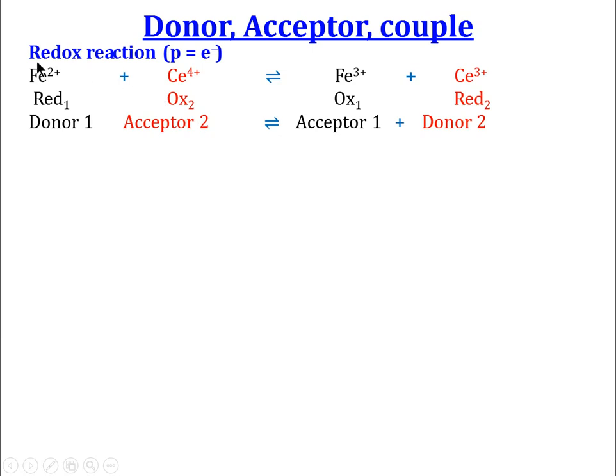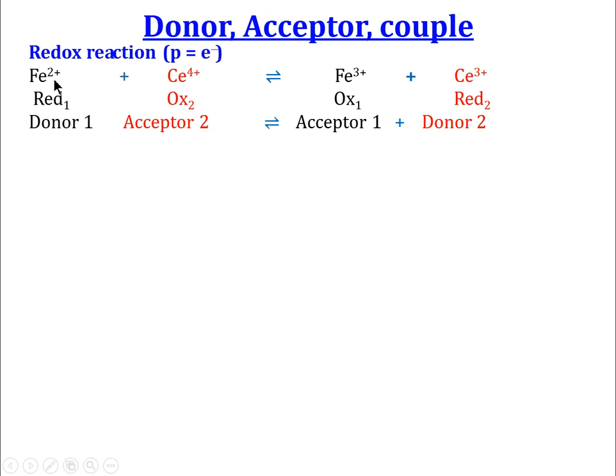In the redox reaction, for example, Fe2+ plus Ce4+ gives Fe3+ plus Ce3+. Fe2+ is the reductant, so it's the donor, and Ce4+ is the oxidant, the acceptor.